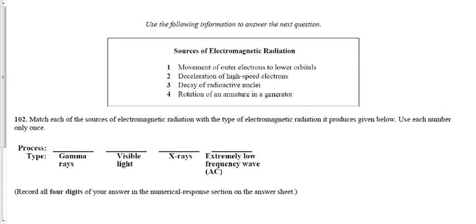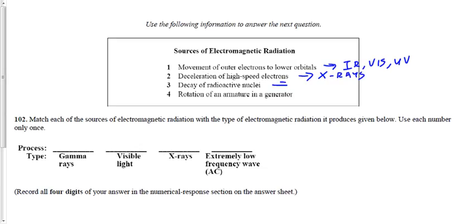Here's one more. Number 102, please. Let's have a look at this one now. Sources of EMR. Movement of outer electrons to lower orbitals. What we want to do in a question like this is like what we want to do in a lot of questions that we see, and kind of look at big picture. What do we know about this before we actually see the question? Movement of outer electrons to lower orbitals, we know that's going to produce either infrared, visible light, or ultraviolet. Okay, deceleration of high-speed electrons, that's going to be X-rays for sure.